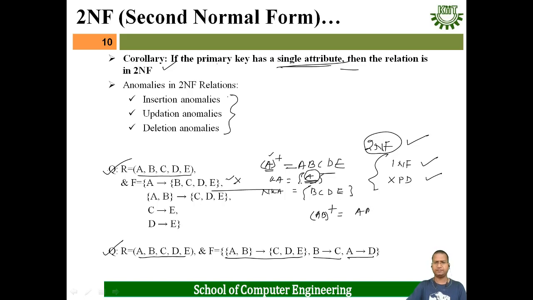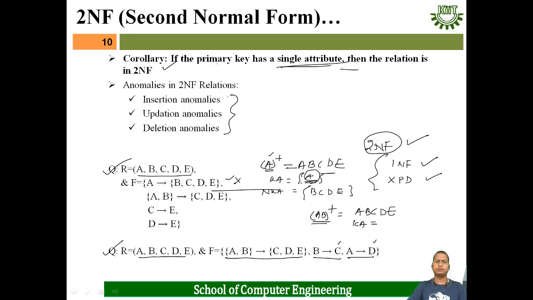A, B closure will be A, B, C, D, E. Okay, is A present on the right-hand side? C, D? No, that means A, B will be a key. C, D is not present. That means A, B is the only key.